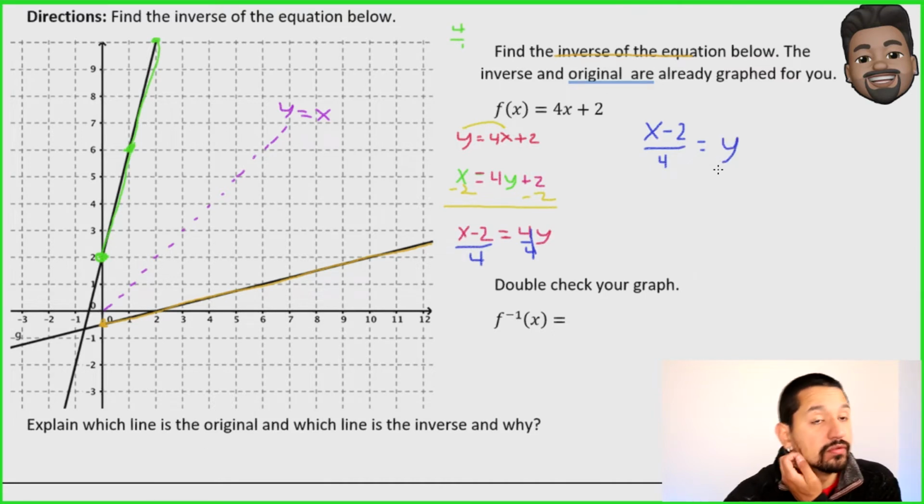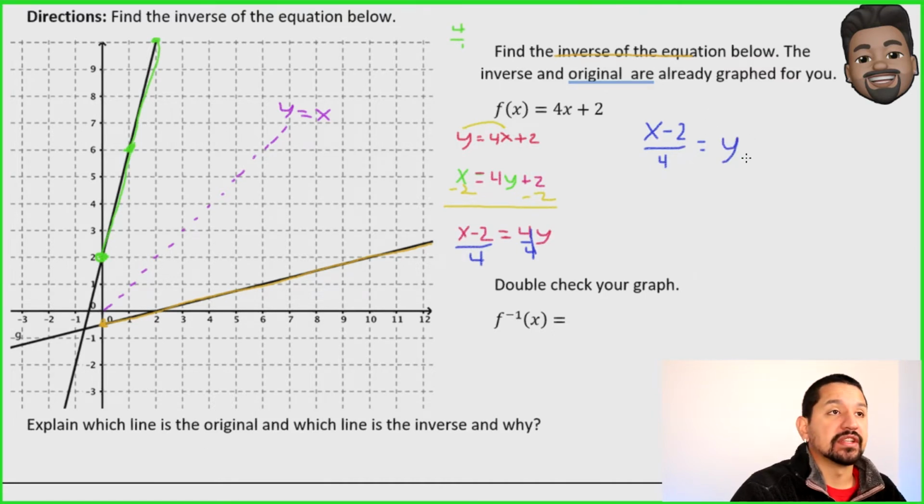This is now my inverse function. This is my new inverse function. Notice how it does the opposite. If this adds by 2, I'm subtracting by 2. If this multiplies by 4, I'm dividing by 4. So notice how it all kind of worked out.